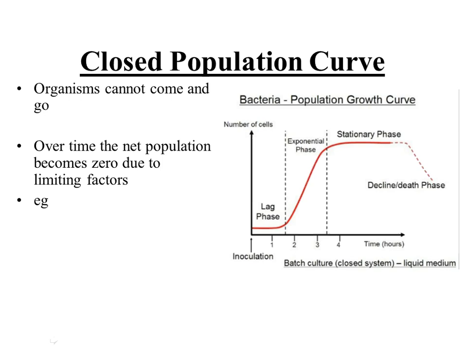So let's finish off. A closed population curve. Organisms cannot come and go. I am not interested in the labeling of this graph. To be serious, I simply just looked for a closed graph online. I'll show you what I want you to draw on it. Organisms cannot come and go. Over time, the net population becomes zero due to limiting factors.